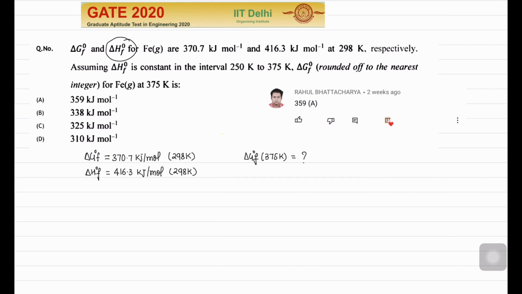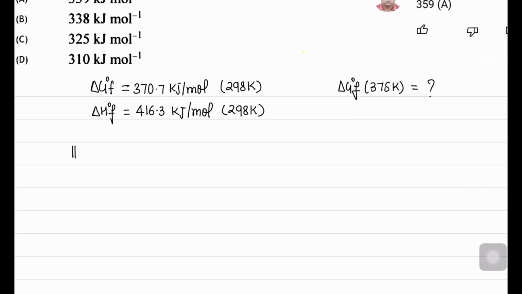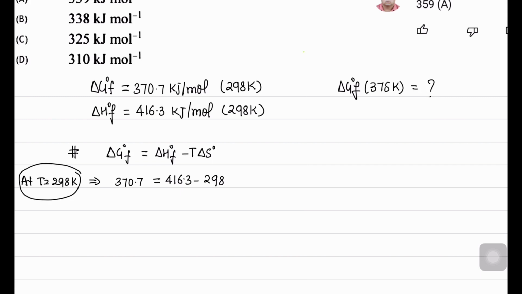Now, what is the relation between the Gibbs free energy and the enthalpy? The relation that we know is delta G naught F equals delta H naught F minus T delta S naught. That is, standard Gibbs free energy change equals standard enthalpy of formation minus temperature times entropy change. If we use the formula at 298 Kelvin, delta G naught F is 370.7 kilojoule per mole, equal to delta H naught F, 416.3 kilojoule per mole, minus 298 Kelvin times delta S naught.